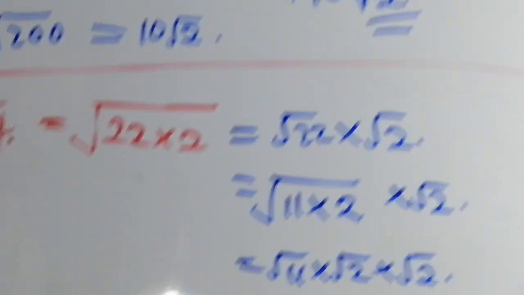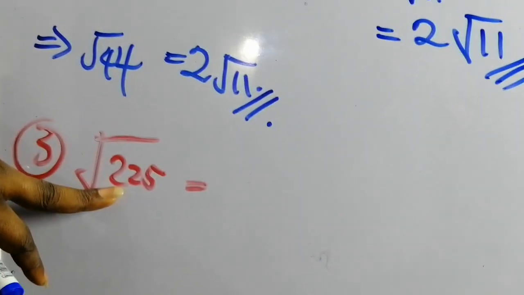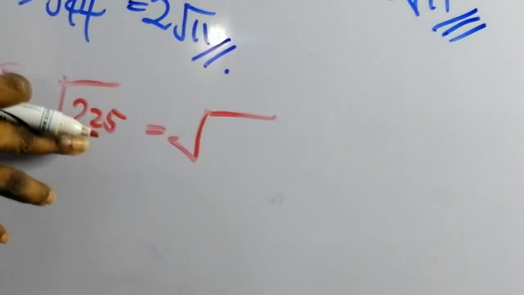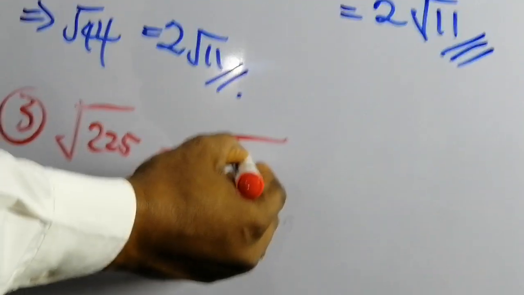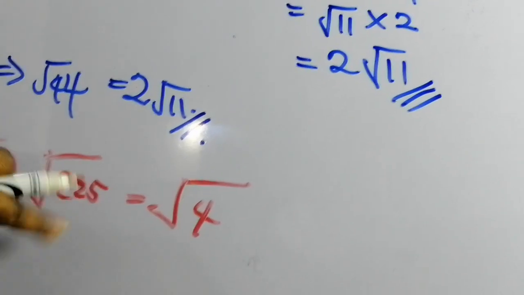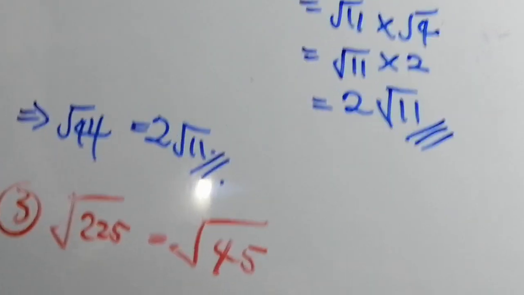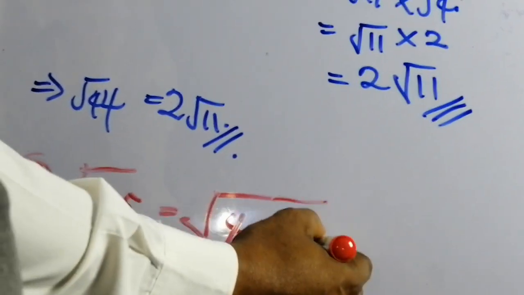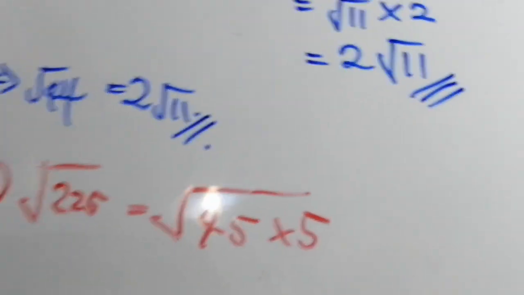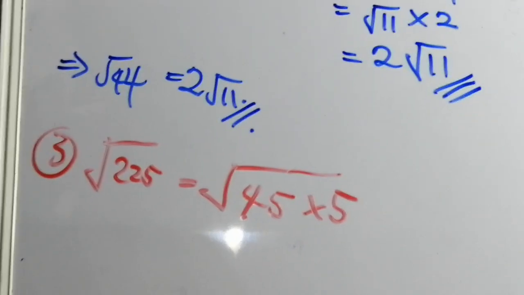225. Okay, so I can see that 5 can go here. 5 in 22 is what? 4. It will remain 2. 5 times 4, 20, it will remain 2. 5 in 25 is what? 5. So it means 45 times 5 will give me 225.